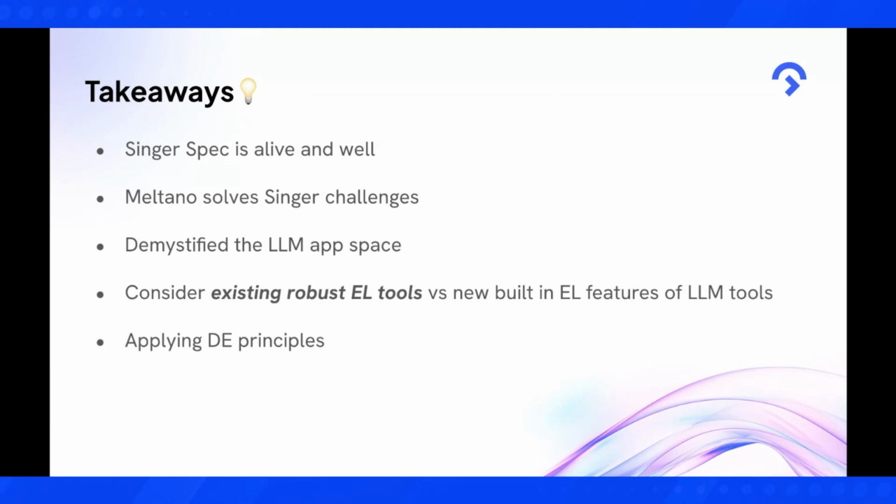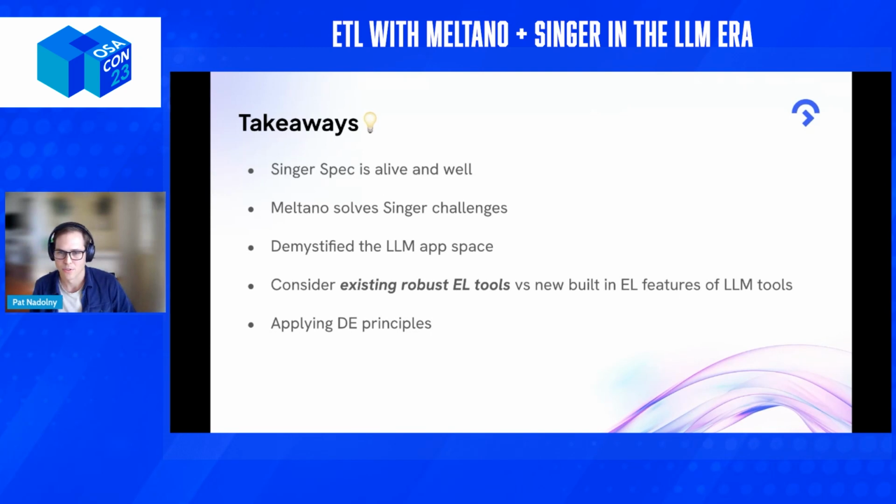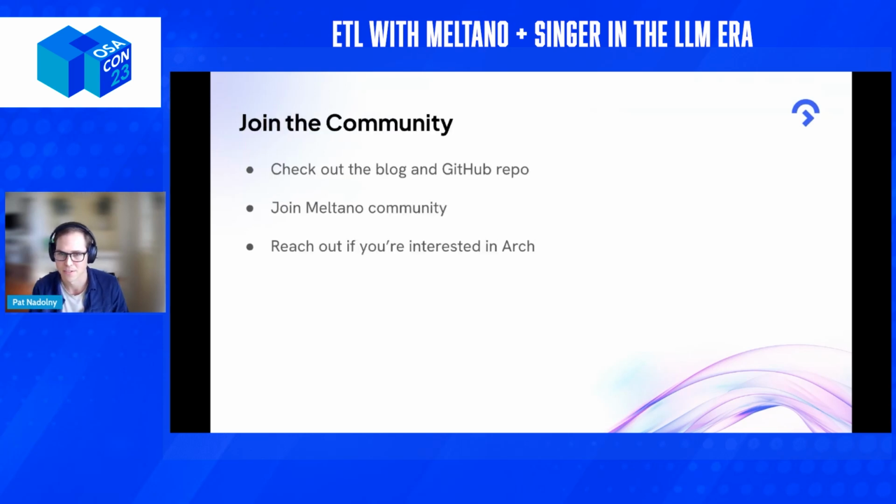The takeaways here are that the Singer spec is alive and well. We kind of went through the overview there. Meltano has helped come in and embrace Singer and solve a lot of the challenges that we've seen. The blog post findings sort of demystify what's happening in the LLM space. I described it from a data engineering perspective and made the pitch that we should be using existing robust EL tools versus trying to start from scratch and build those features into these LLM tools. Those should just be used for what they're good at. And then we should be applying data engineering principles to these pipelines, because they are data engineering pipelines.